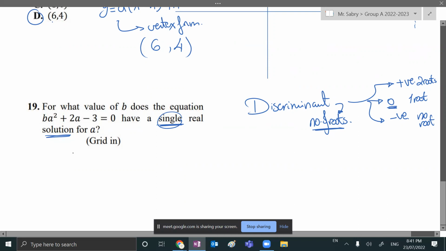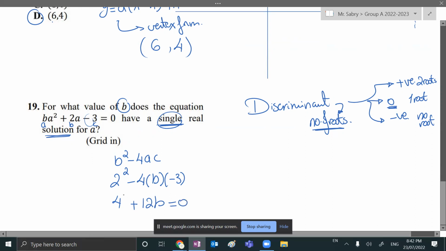So all I'll do is calculate the discriminant. Understand that this is A, and this is B, and this is C. So then B squared minus 4AC, which is the discriminant, should be 2 power 2 minus 4. The A here is equal to B, and the C here is equal to negative 3. Please remember the signs. This will result in 4 plus 12B. Good. So they're asking, for what value of B does this one have a single real solution? So this means that this must be equal to 0.